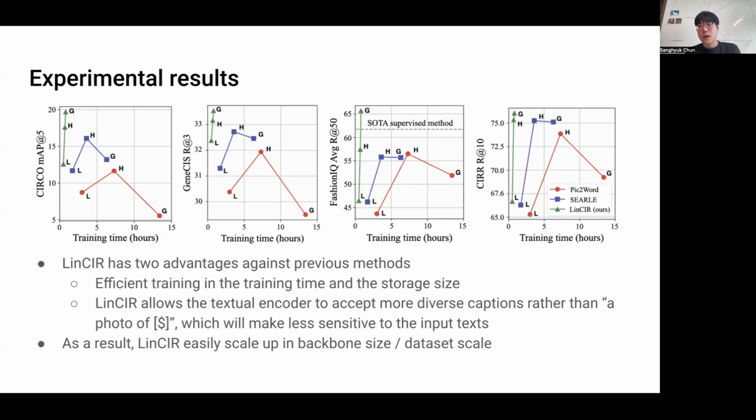And also we achieve very good performance because LinCIR allows the text encoder to accept more diverse captions rather than "a photo of something". So it makes the text encoder and the projection method more robust to the input text. So we can take more diverse captions and it causes better performance. As a result, LinCIR easily scales up in backbone size and dataset scale.